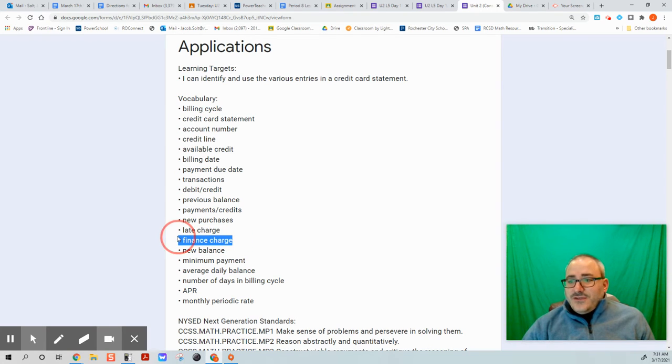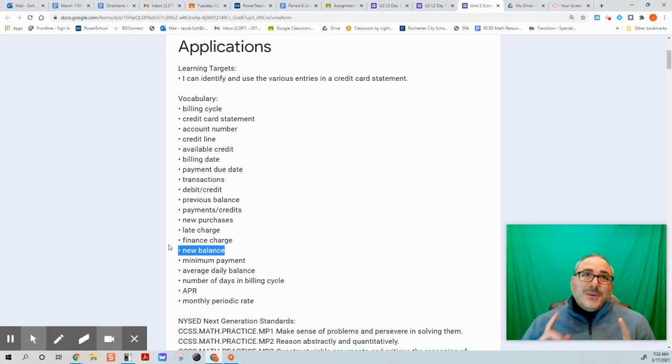Finance charge. If you do not pay this credit card off every month, you will be assessed a finance charge based on your average daily balance, which we did in the last lesson. New balance. So your new balance is basically all your... We'll talk about it. It gets complicated, but it's your previous balance minus any payments or credits plus the finance charge plus your new purchases plus late fees. All right, we'll talk about that in more detail.